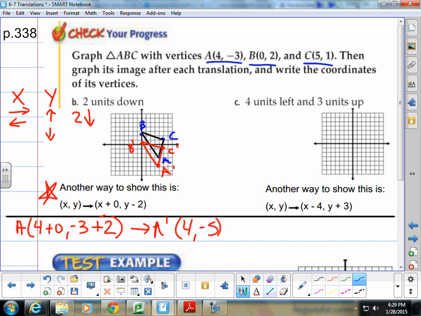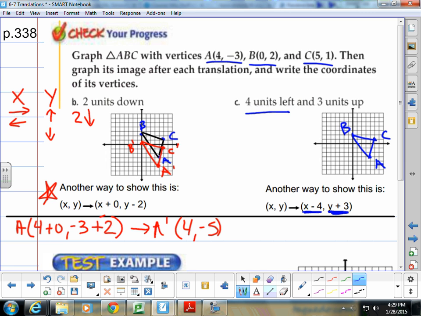Same thing here, 4 units left, 3 units up, so we have to plot that same first original point. So we go 4, -3 again, A. B is 0, 2. C is 5, 1. This time we're translating it or sliding it 4 units left, so subtracting 4 from the X. 3 units up, which is adding 3 to Y.